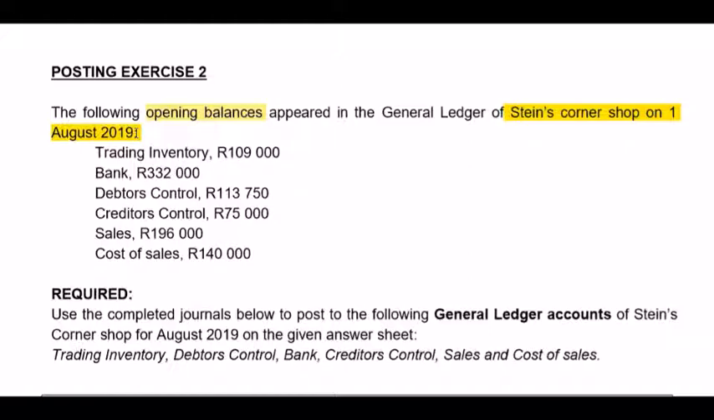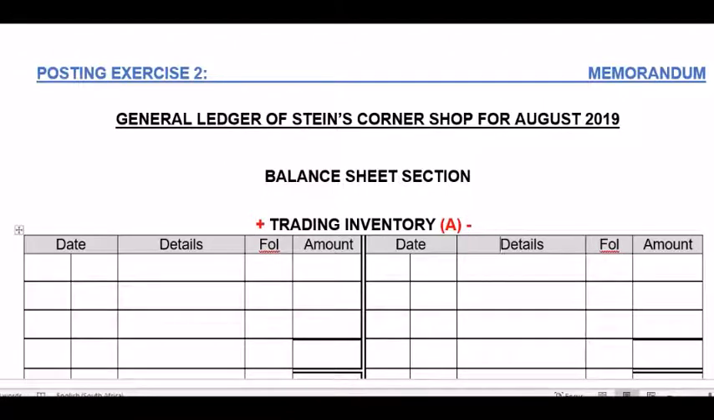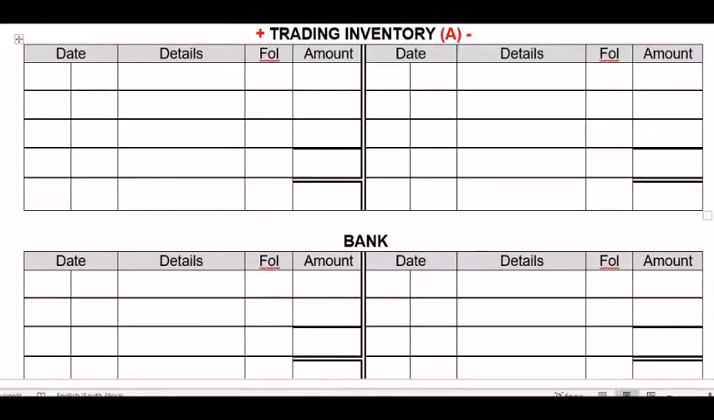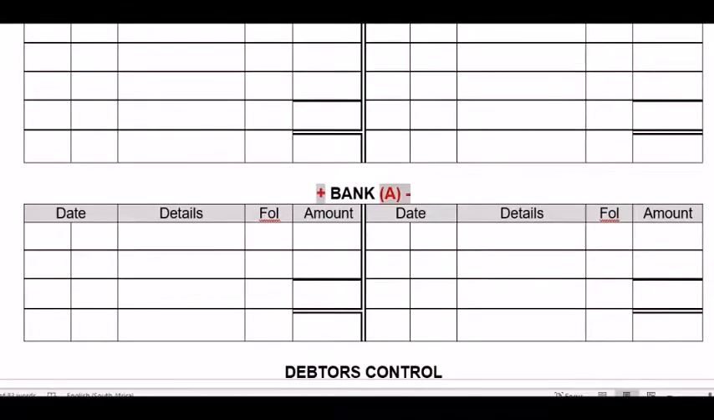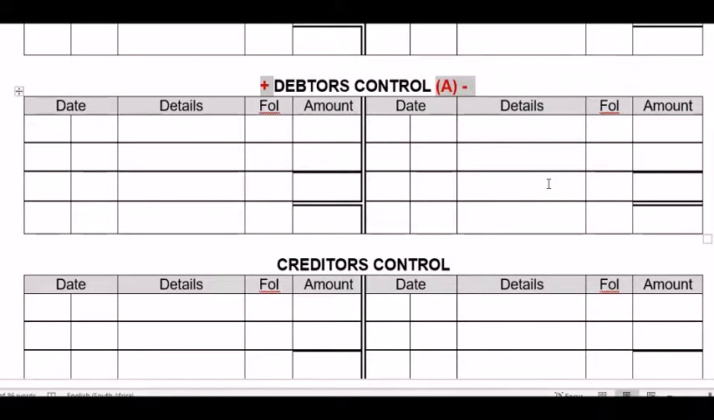Go and find out. Okay, so let's quickly run through our general ledger, classify accounts, and then post these opening balances. Your ledger was given to you. Let's start with trading inventory. You need to know by now that trading inventory is an asset, and assets form part of debt, so the plus is on the debit side. Bank is also an asset. The plus is also on the debit side. And remember, the plus is on the one side, the minus is on the opposite side. Debtors control is also an asset with a plus on the debit side.